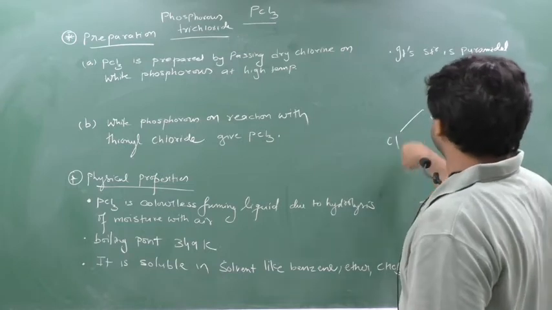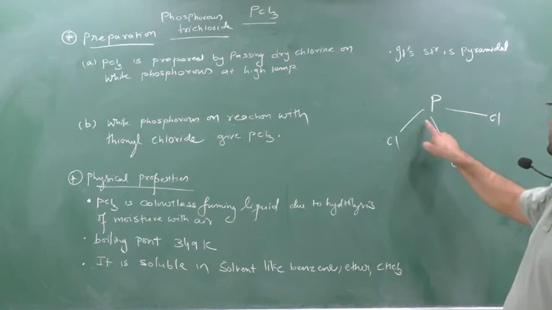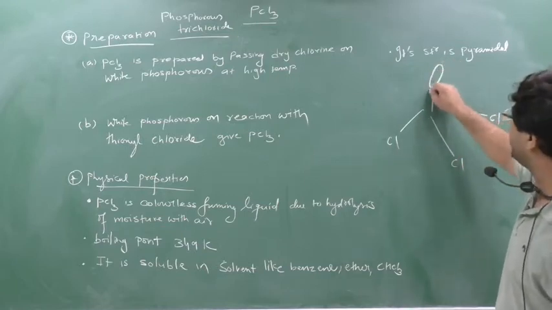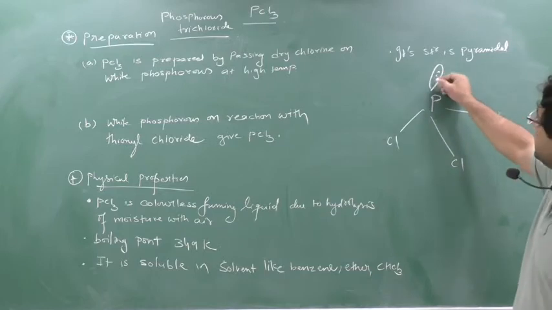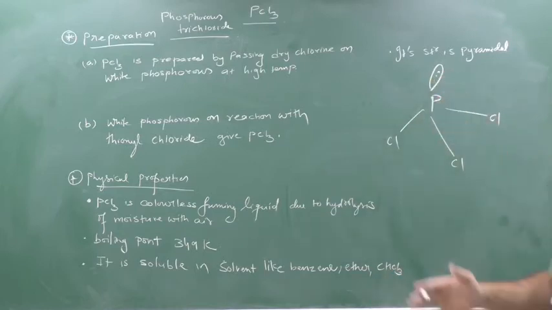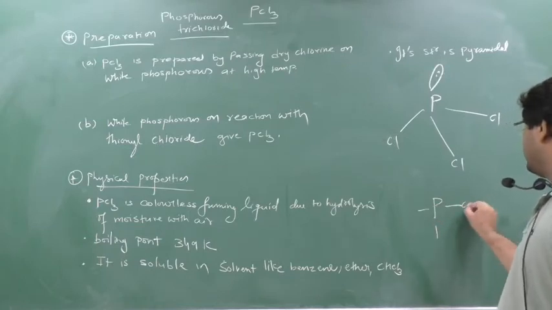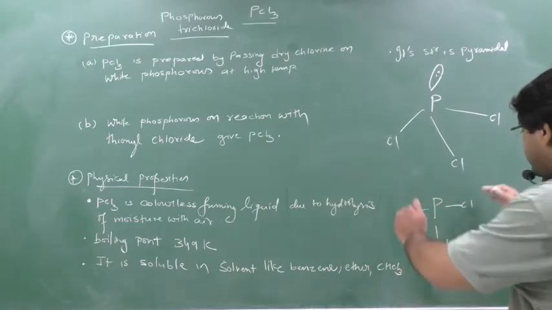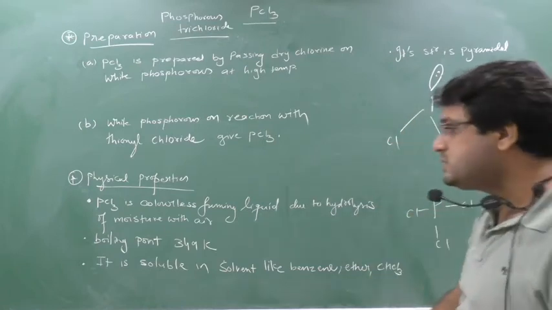Yes, pyramidal structure. And phosphorus belongs to group 15, which is the electron rich group. So after making the bonds, it will have excess electrons: 1, 2, 3, 4, 5, 6, 7, 8. So it has one lone pair also. Clear this part? Due to this lone pair there will be repulsion, and the bond angle becomes a bit shrunk. That's why the structure of PCl3 is not like this. It is a bit shrunk because there is repulsion between the lone pair and the bond pairs.